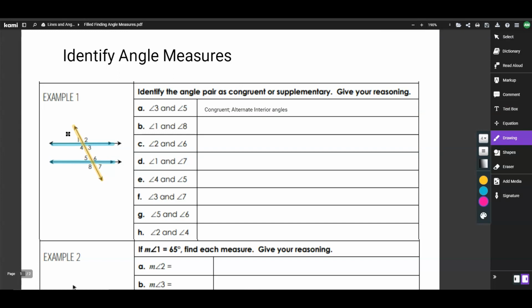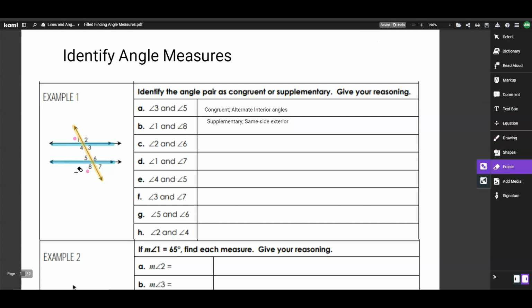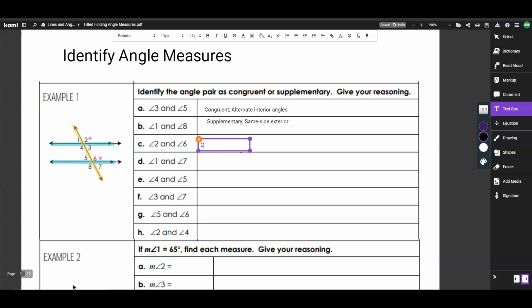The next angle pair they want us to look at is angle 1 and angle 8. And we can see those are on the same side, so they are going to be supplementary because they are not vertical angles. And those are same side exterior. Up next, we have angle 2 and angle 6. These are on the same side of the transversal, and they are in the same relative location, so they are corresponding angles, which means they are congruent.